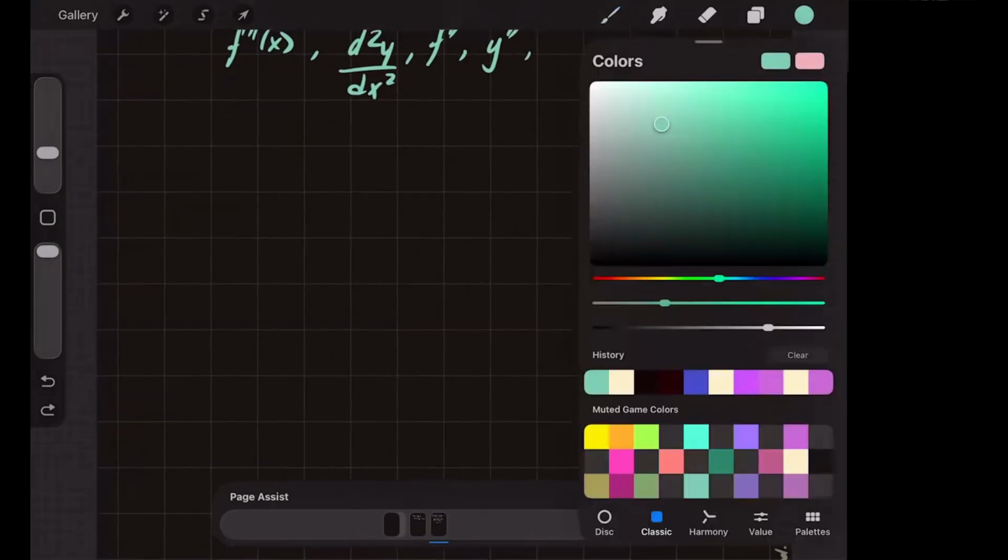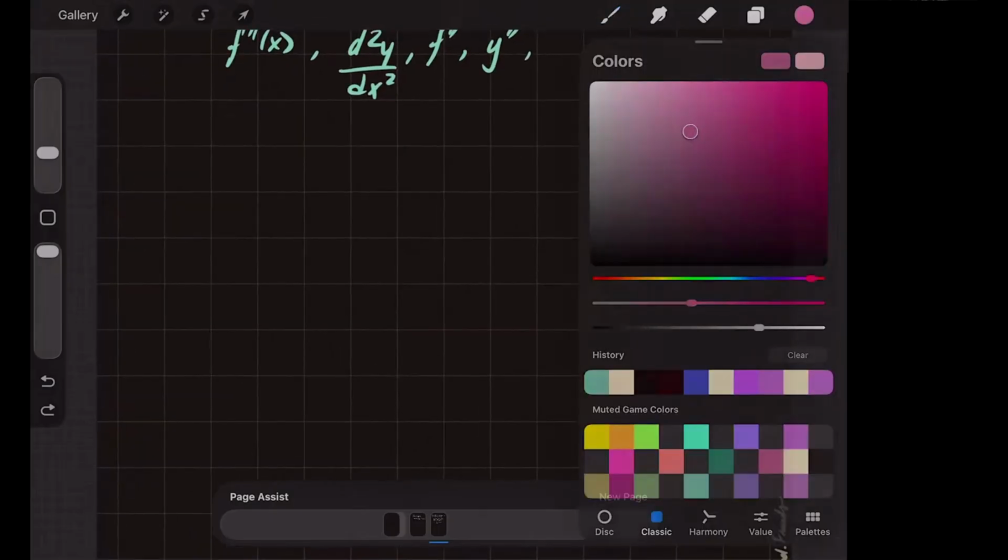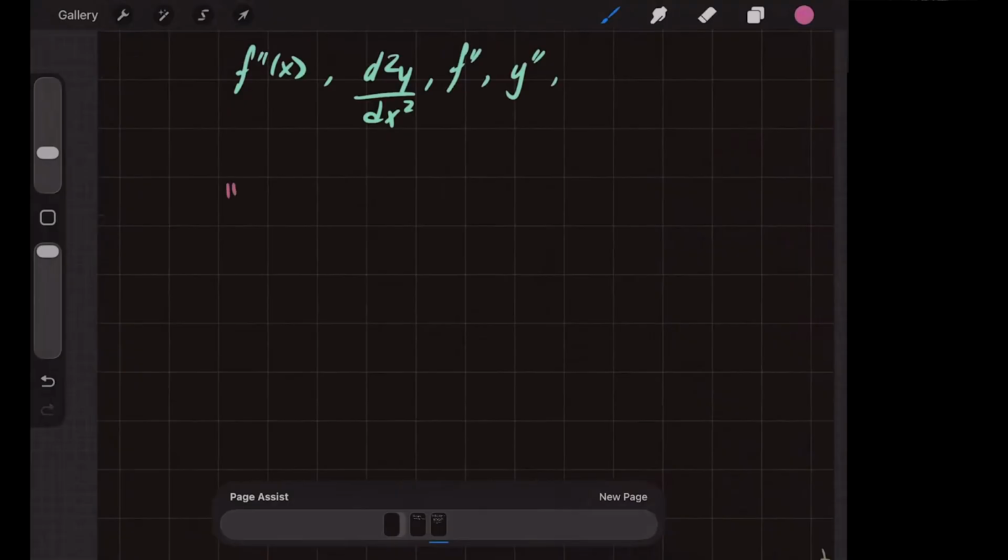And because it's the derivative of the first derivative, it is also known as the rate of change of the rate of change. Okay.